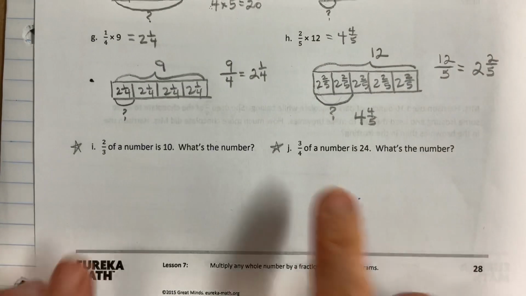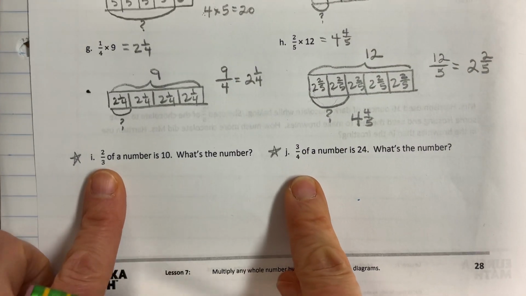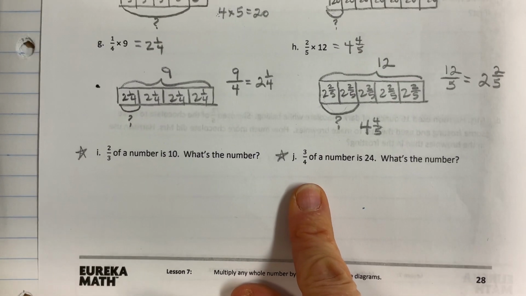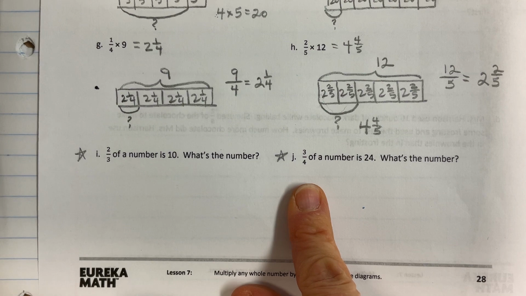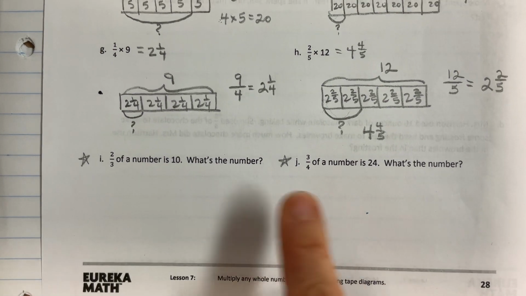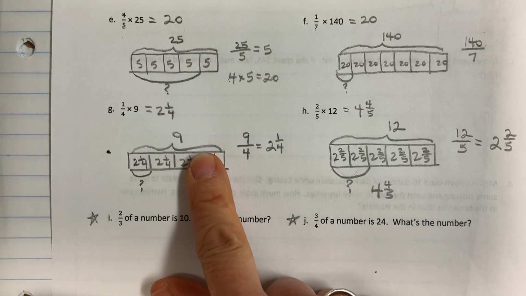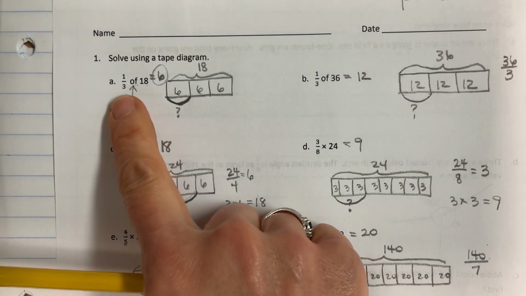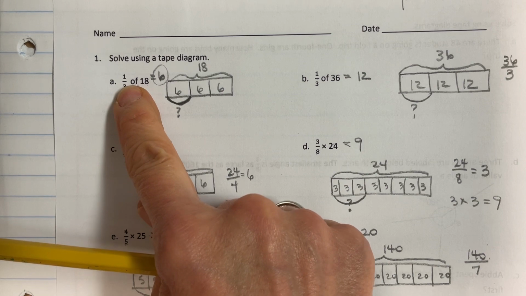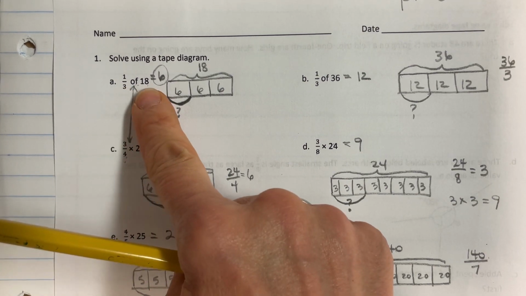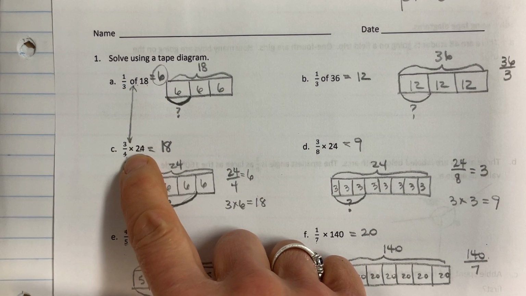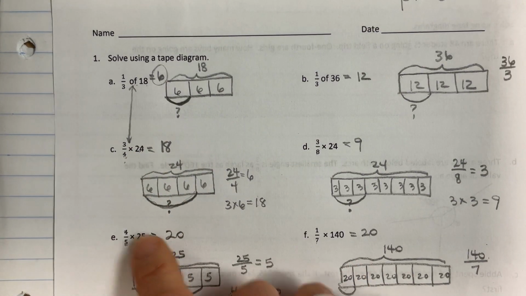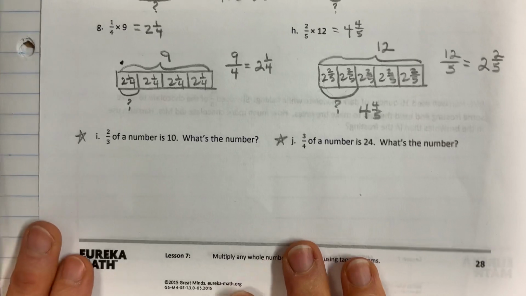Okay, these two I have stars by because sometimes kids will read them too quickly and not do them correctly. I want you to look at how these are different than what we've been doing, okay? Up here, we knew what the total was, okay? Notice the total was the number after the word of, 18. And even though it switched to a multiplication sign, of 24. These were the totals. Now look at this problem.